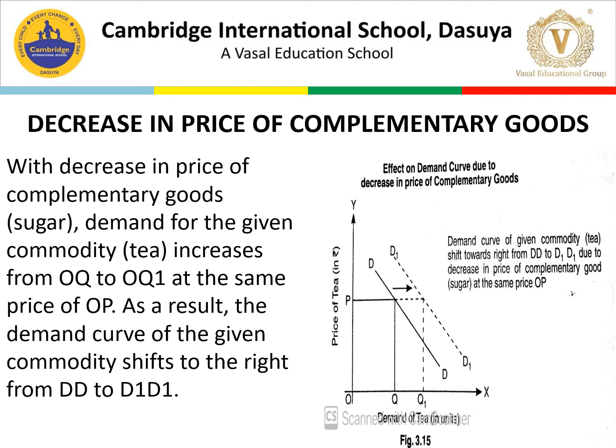So you can see the graph even. At the same price OP, the graph has shifted from OQ to OQ1. So now the new demand curve is D1D1. So that is what happens in the case of change in price of complementary goods, in the case of decrease. Fine. So next, let's move on to the next topic.